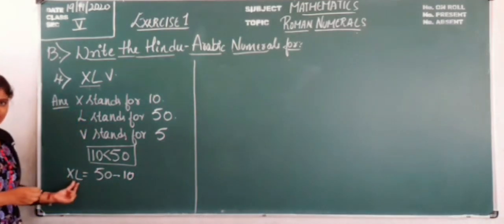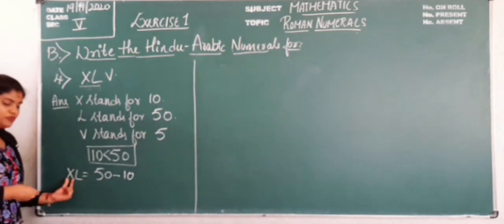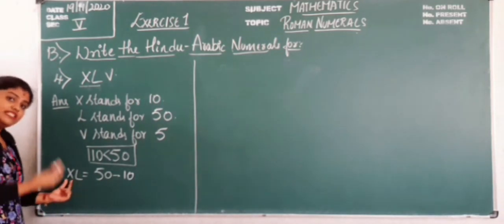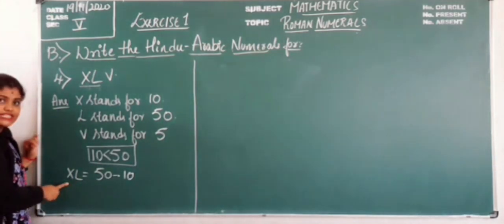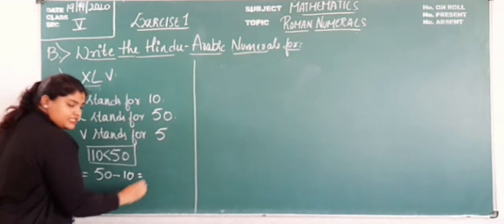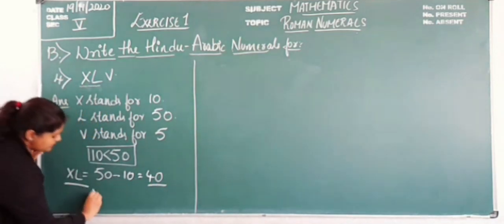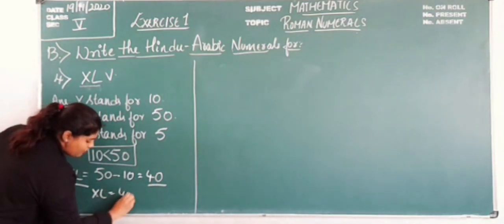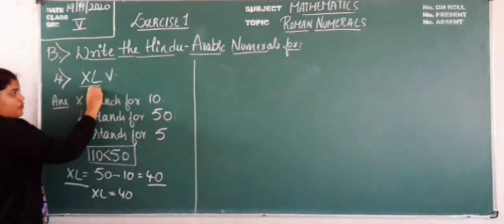So here we have XL. The smaller value is written before the greater value, which means it is subtraction. The value of L is 50 and X is 10, so we are subtracting 50 minus 10. What is 50 minus 10? Yes, 40. So XL means 40. Here the XL value is 40.